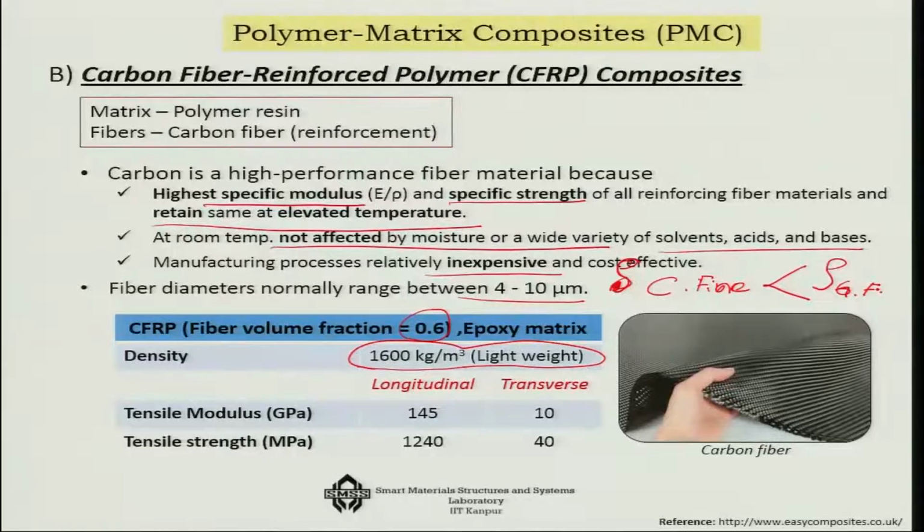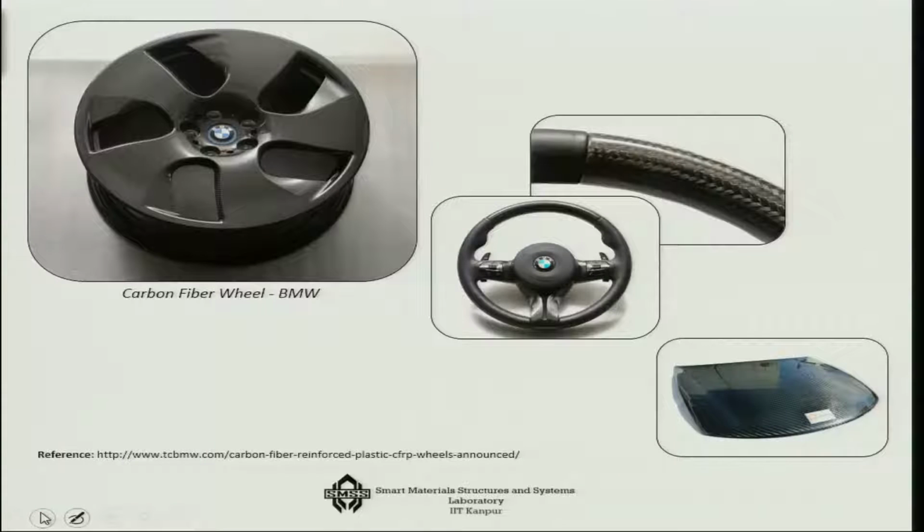On the other hand, if you look at the tensile modulus, you get something like 145, which is very close to steel, double the aluminum. Highly anisotropic, the transverse modulus is only 10 GPa, and the tensile strength is 1240 MPa, while the transverse strength is about 40 MPa. So this anisotropy is something that one has to keep in mind while making a structural composite out of this system. These are various applications of carbon fiber composites.